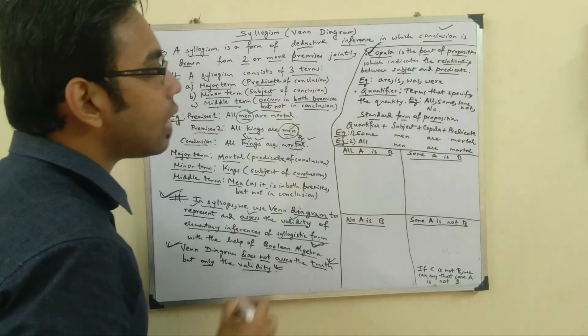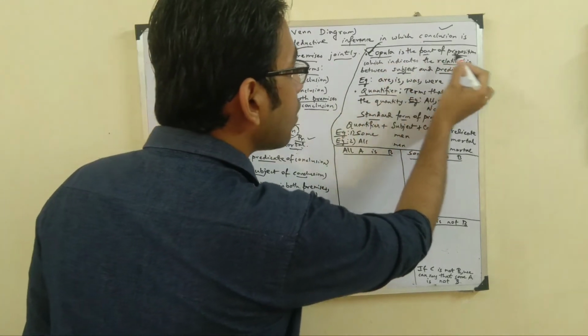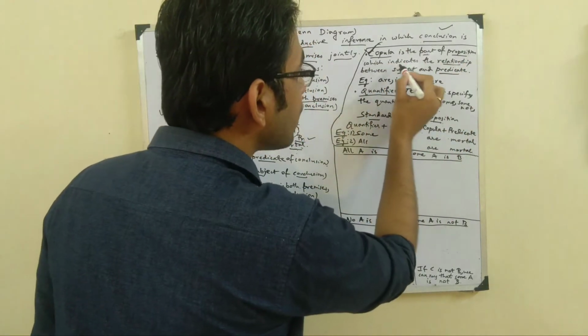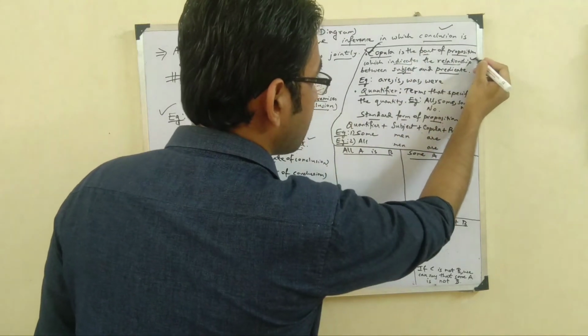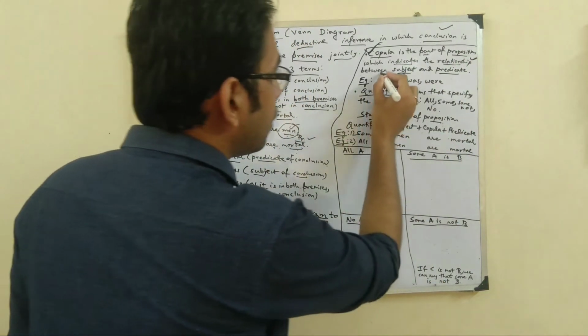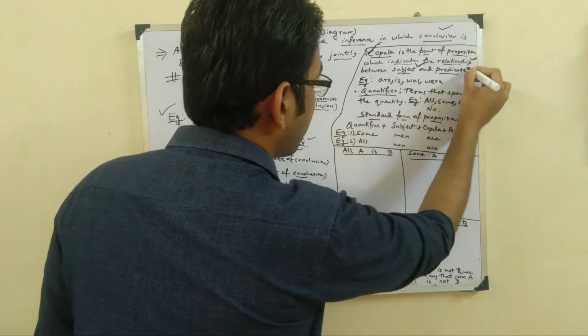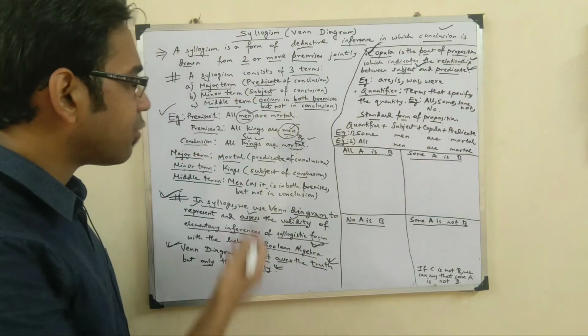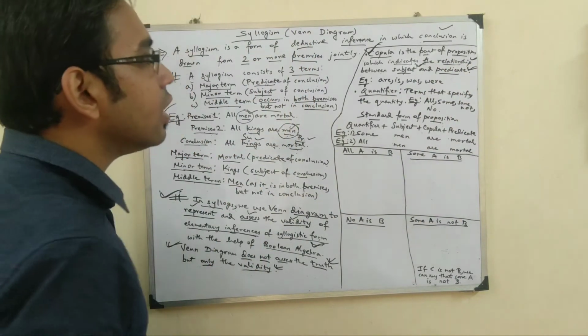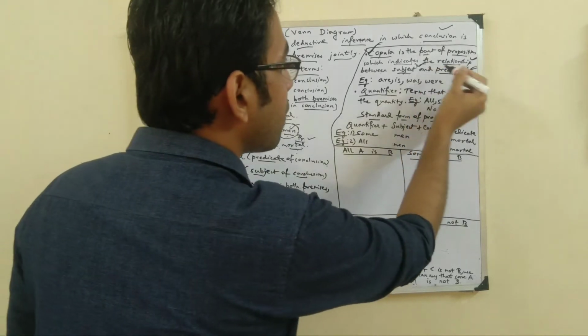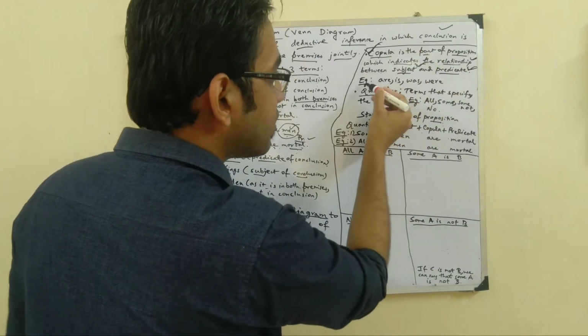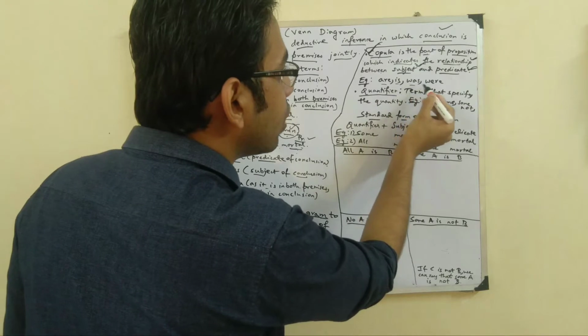So what do you mean by copula? Copula is the part of the proposition which indicates relationship. Relationship between whom? Between the subject and the predicate. As I have explained earlier, what do you mean by subject and predicate? So the relationship between subject and predicate is known as copula. For example, are, is, was, were.